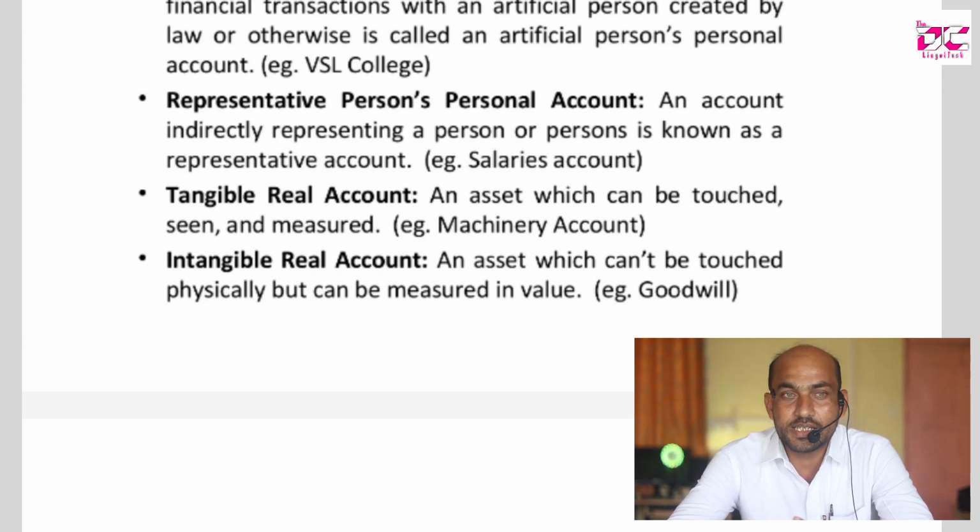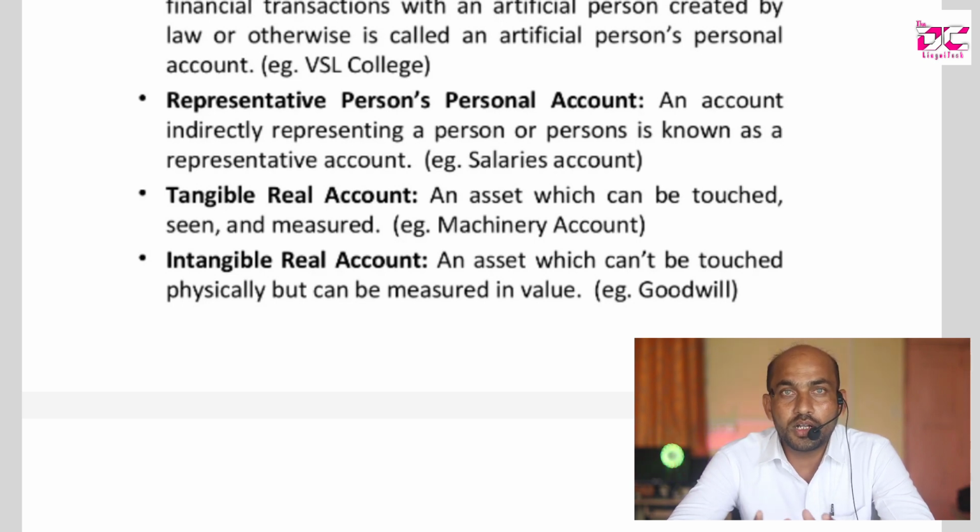Second part, that is the intangible assets. So intangible real account: assets which cannot be touched physically but can be measured in values. For example, goodwill of the businessman. So we know about the goodwill. Goodwill is in monetary terms the reputation of that particular business organization. This is not seen, but we are measuring it in terms of an intangible account, right?